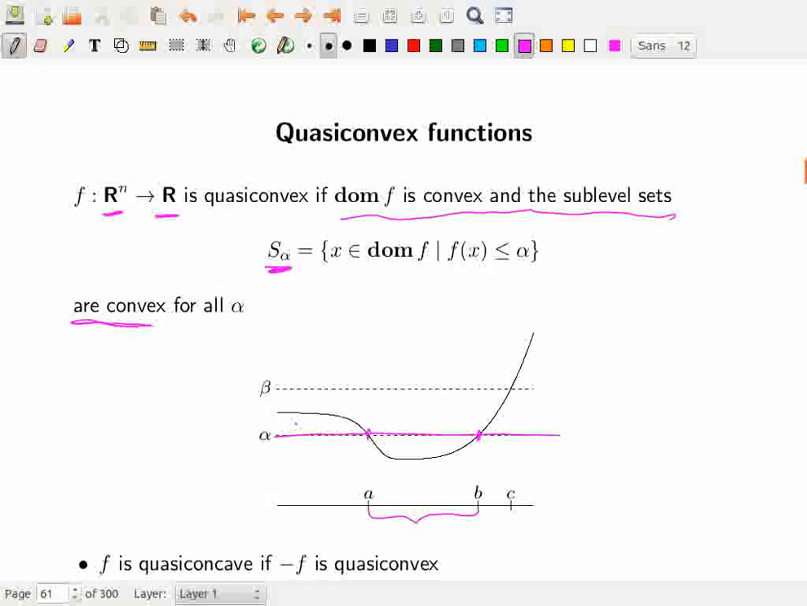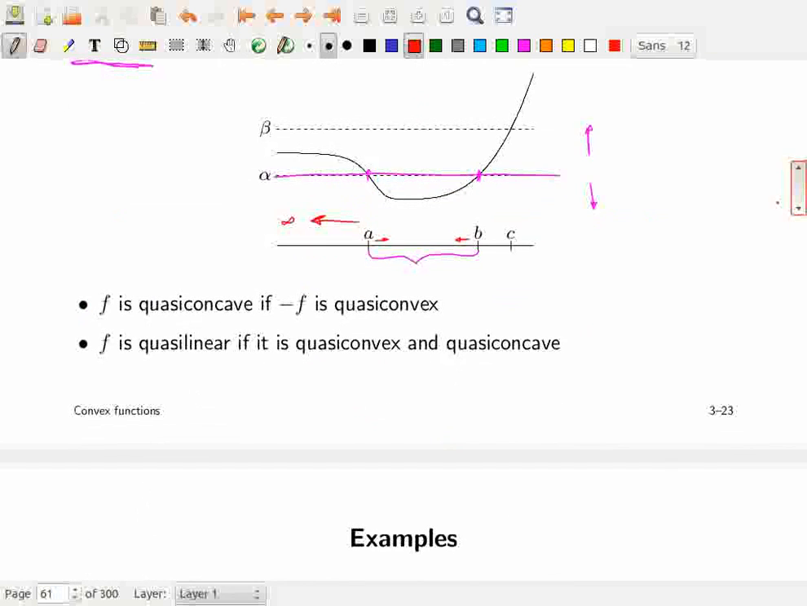Okay, and you can see here if we move the line up or down, if we move it up, it goes from this side to infinity, but still we have a convex set. If we move it down, it becomes smaller, but still we have a convex set. So the idea of quasi-convex is that you just care about the part of the function that is convex. The function itself is not convex, but if you define a sublevel set at alpha, beta, or any value, the domain of the function in that sublevel is convex.